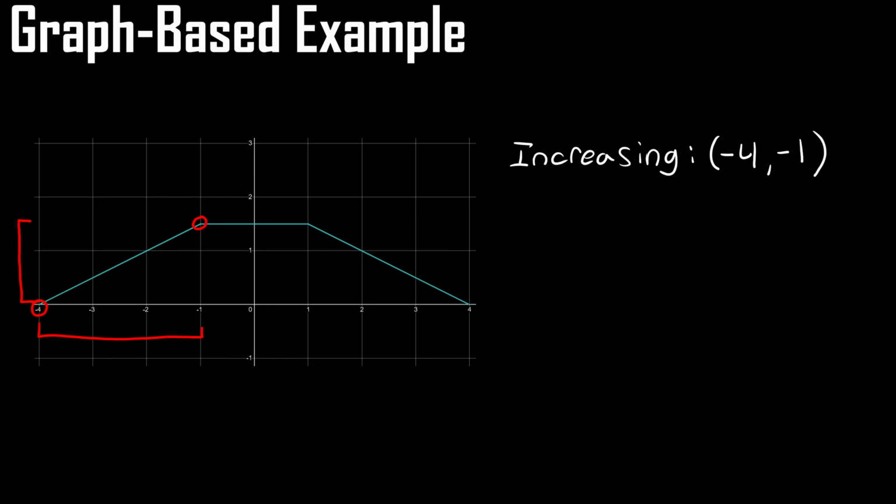Now, we know that if the x values are getting larger, but our y values are staying the same, we are constant. And that is happening right here. We can see that our x values continue to get larger, but we're staying on the same y level. So we are constant on the interval -1 to 1.